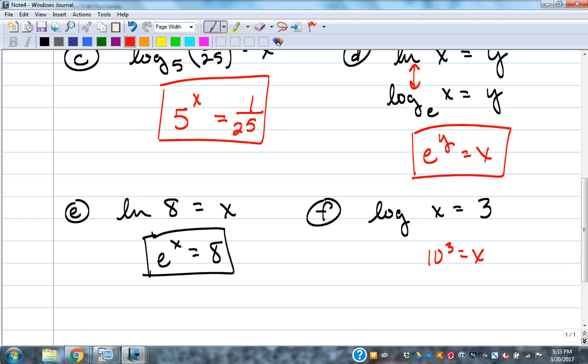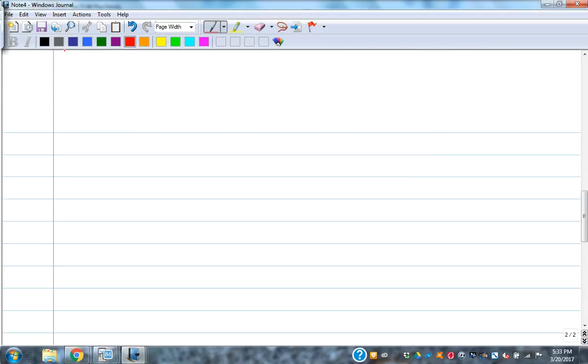All right, so let's go the other direction. Let's take the exponential as a log.